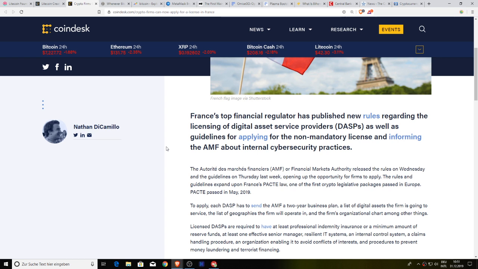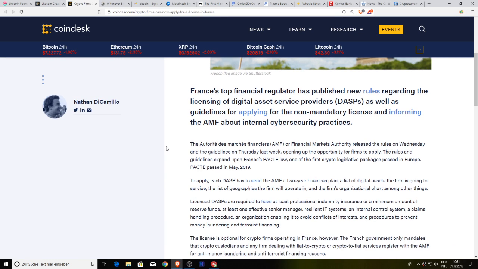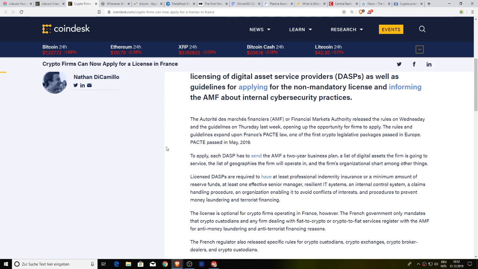Licensed DASPs are required to have at least professional indemnity insurance or a minimum amount of reserve funds, and procedures to prevent money laundering and terrorist financing. Everything that they're saying is like a bank. The license is optional, which is the weird part. The license is optional for crypto firms operating in France, however. The French government only mandates that crypto custodians and any firm dealing with fiat to crypto or crypto to fiat services register with the AMF for anti-money laundering and anti-terrorist financing reasons. The French regulator also released specific rules for crypto custodians, crypto exchanges, and crypto broker dealers.